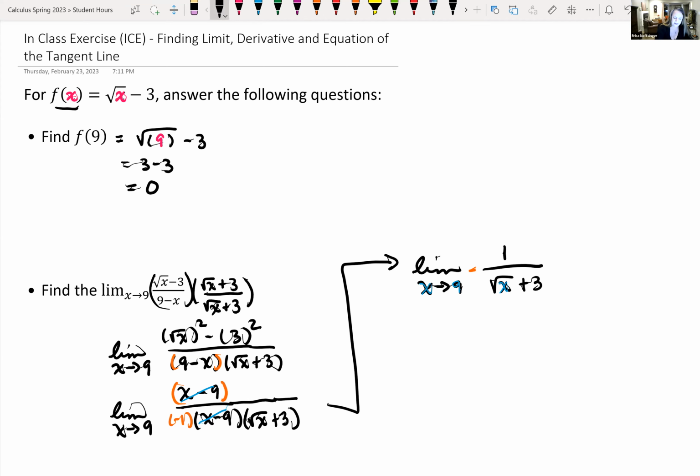So we are going to get back here -1 all over the square root of 9 plus 3. This is equal to -1 over, well, the square root of 9 is 3, and 3 plus 3 gives us 6. So we have -1 over 6.